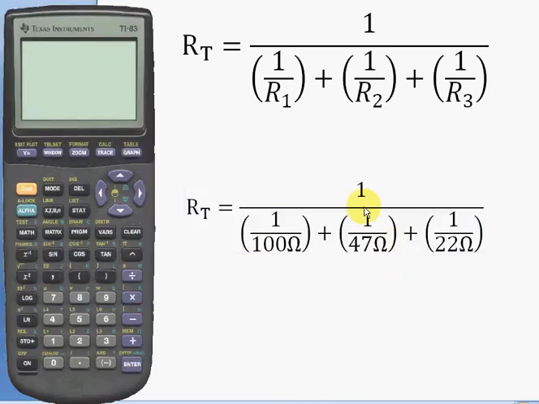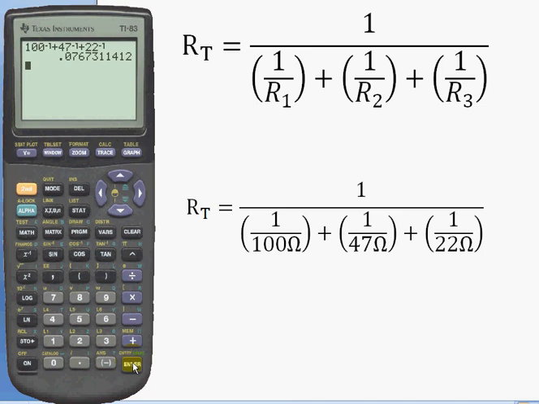I'll pull out my calculator here. I'll clear the screen, and really this is quite simple to do. Here's your inverse button right here on your keyboard, so I'll put in 100, and then I'll find the inverse of that, and then add to that 47 and find the inverse. Whoops, let me go back here. We'll start over again. I'll take 100, find the inverse, add to that 47, add the inverse, add to that 22, find the inverse, complete that.